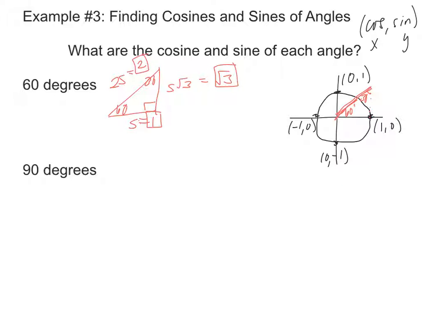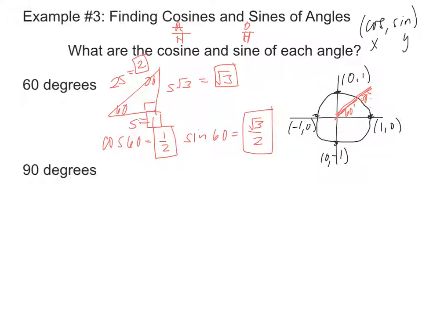So if I want to know the cosine of 60, cosine, remember, again, is adjacent over hypotenuse. So the adjacent side of 60 is 1. The hypotenuse is 2. So cosine of 60 is going to equal 1/2. However, sine of 60 is a little different. Sine, remember, is opposite over hypotenuse. So the opposite for 60 is the square root of 3. The hypotenuse, again, is 2. So we have found both the sine and the cosine of 60.